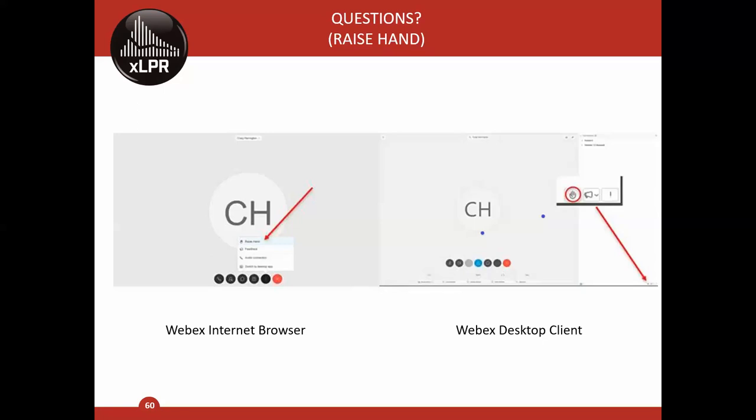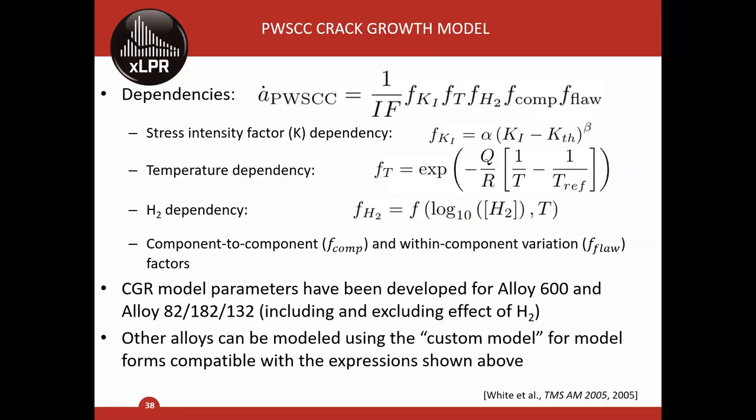There's a question on whether irradiation-assisted stress corrosion cracking can be modeled. The answer is no, not currently. And the response here said IGSCC, so it should be IASCC. Probably a typo there. However, if the model form matches the model form that was shown in the slides here, the user has the ability to input their own model parameters for each of those values. So as long as you have some form that's a function of stress intensity factor to a power and has an Arrhenius term in it, you can use your own model inputs to model other types of crack growth.